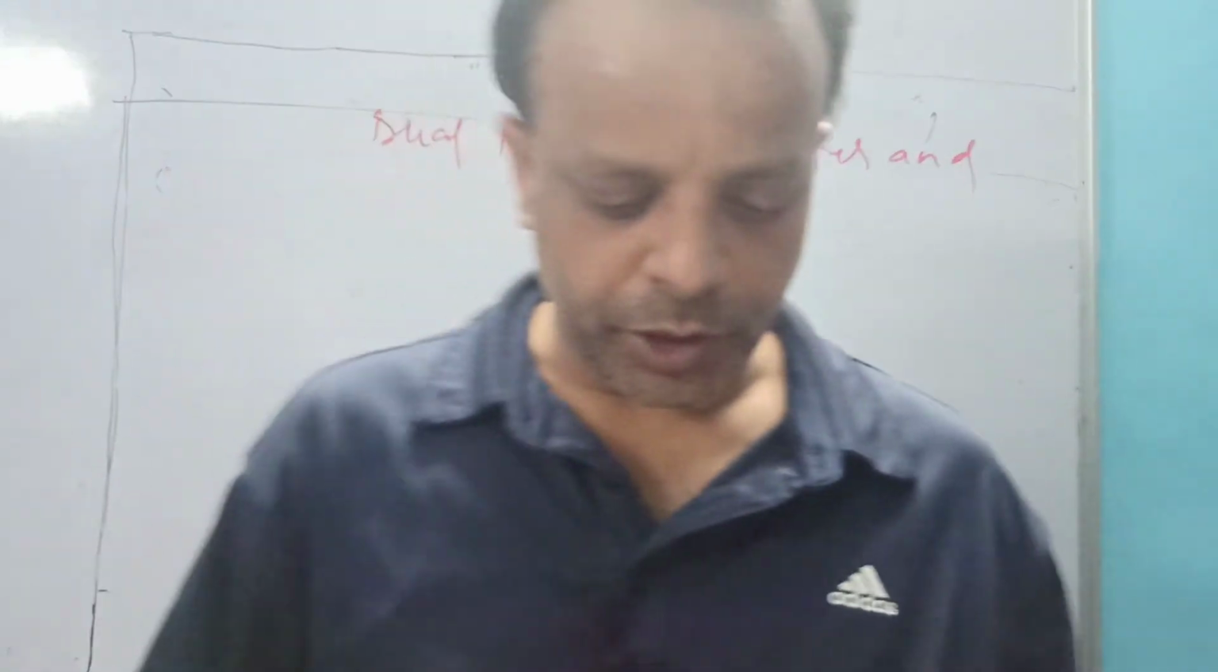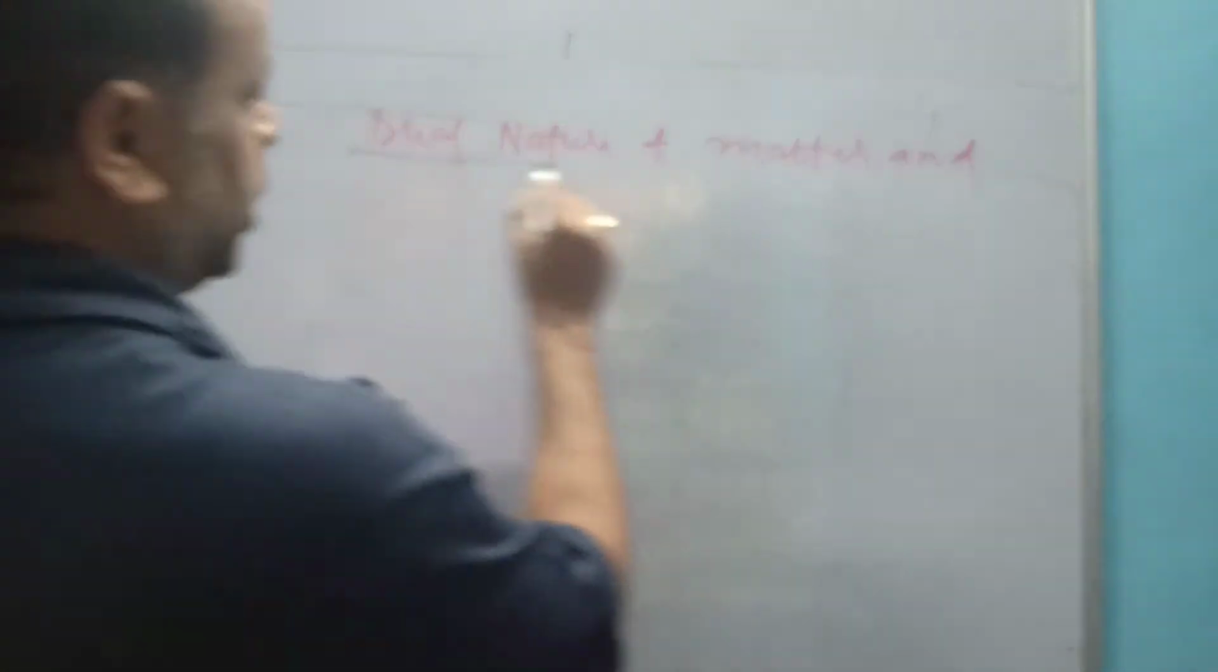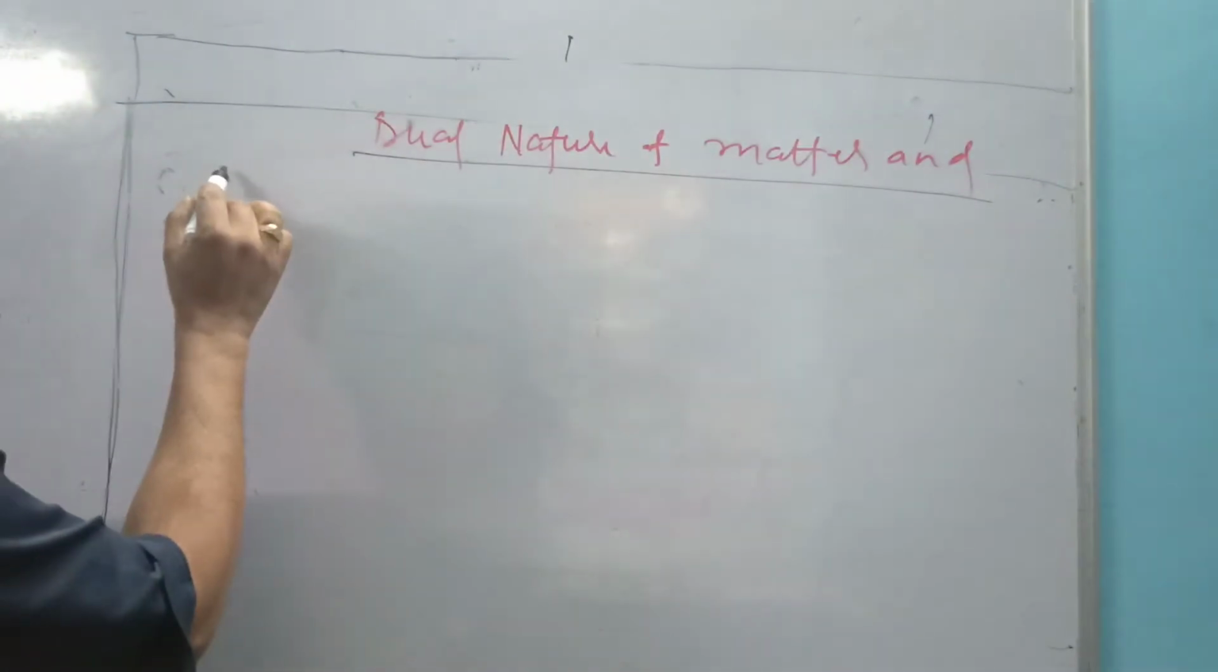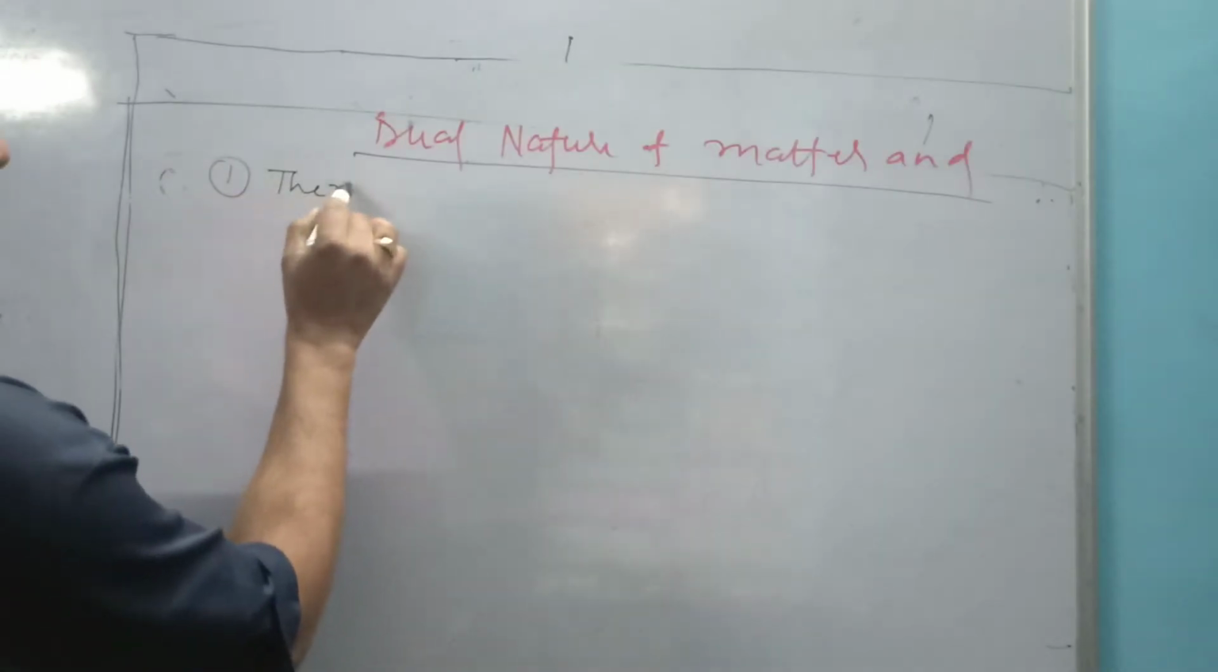We will start with various methods of electron emission from the metal surface. First we'll go for thermionic emission.